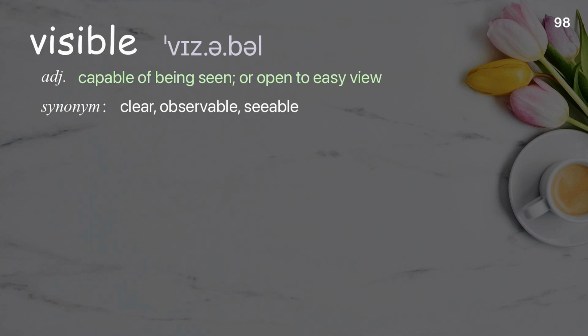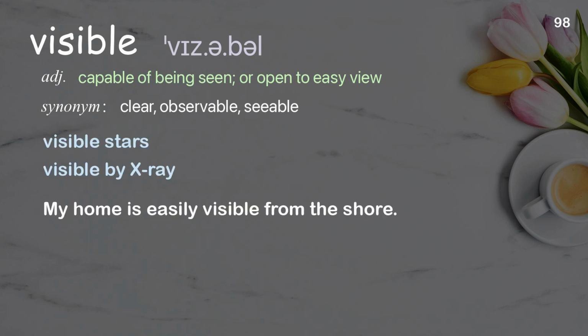Visible: capable of being seen or open to easy view. Examples: visible stars, visible by X-ray. My home is easily visible from the shore.